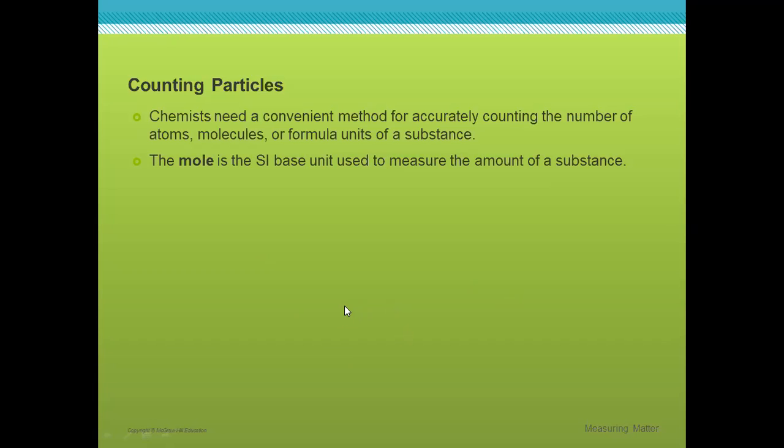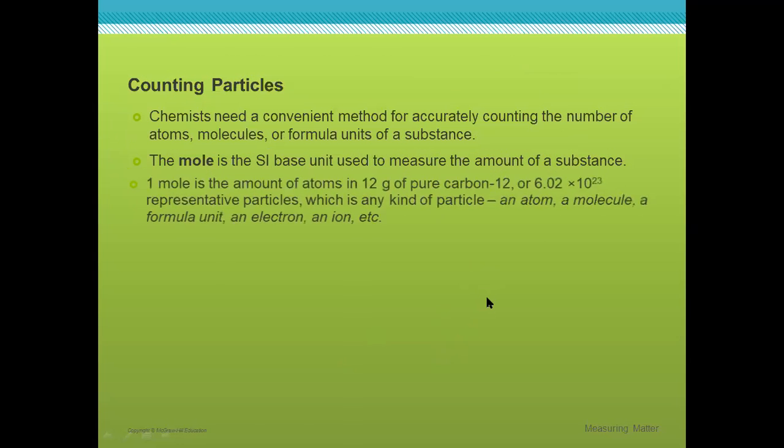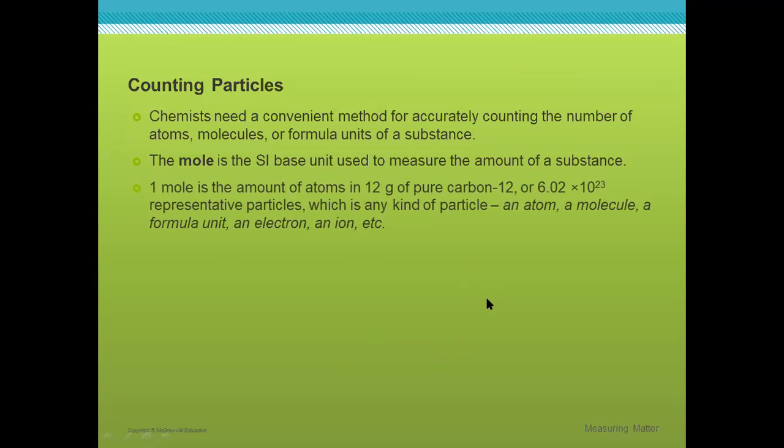Okay, thanks. Abdullah Anazi, can you read it again? The mole is the SI base unit used to measure the amount of a substance. It's okay, thanks. After that, 1 mole is the amount of atoms in 12 grams of pure carbon 12.